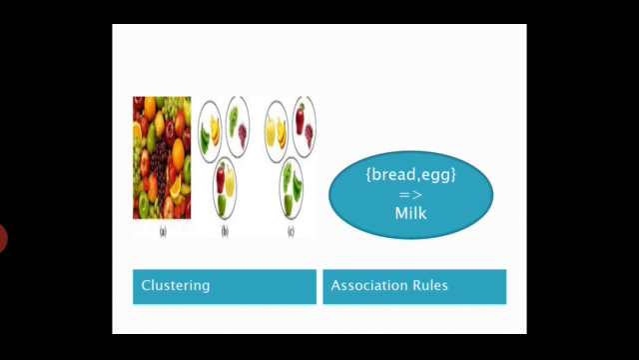Similarly, there is a fruit with a grape-like structure that is grouped together. Similarly, in the third group you can see the apple, banana, and so on grouped together.